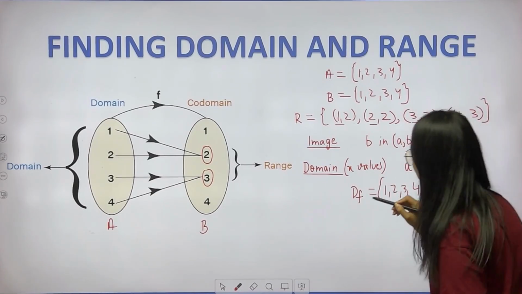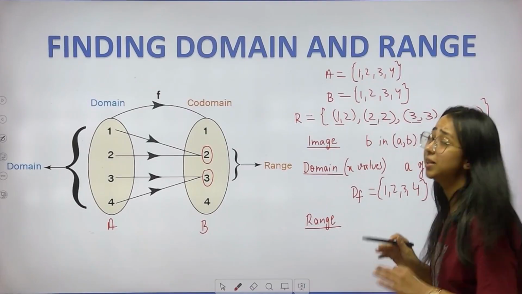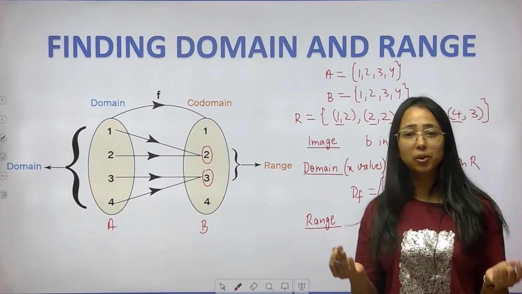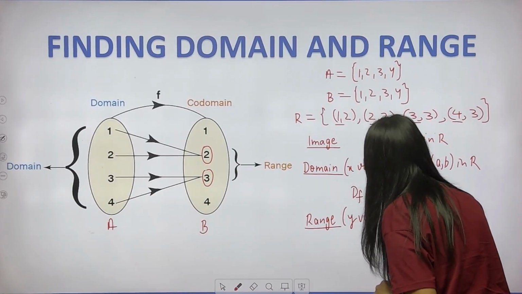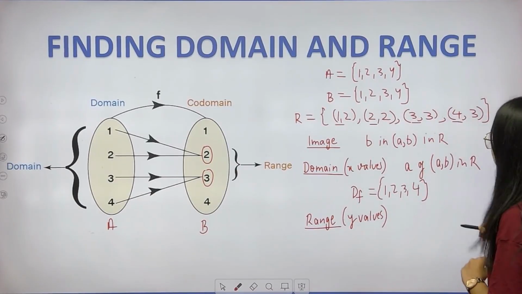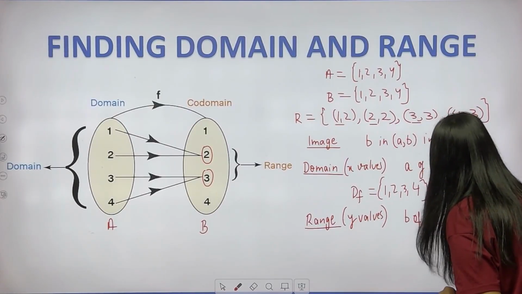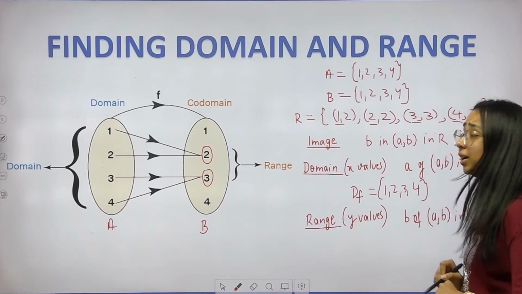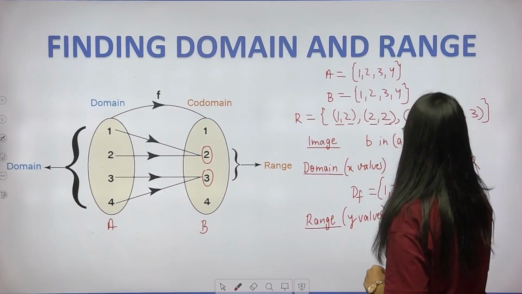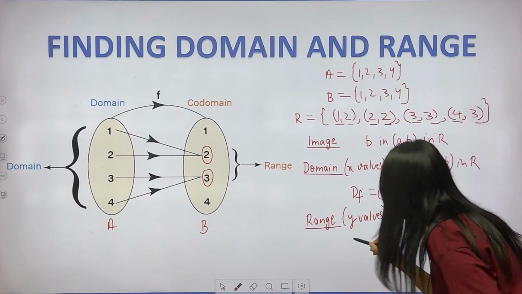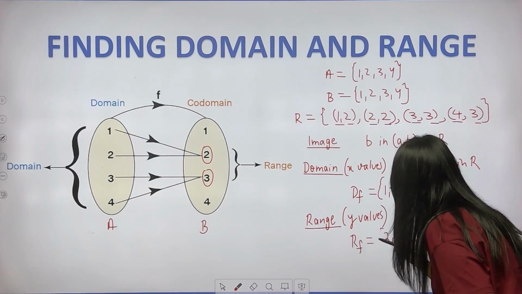Next, let's talk about range. Range is known as all the output values, or all the y values. So the b of (a, b) in R is the range. Clearly the b values will be 2 and 3. So in this particular example, the range becomes 2, 3.